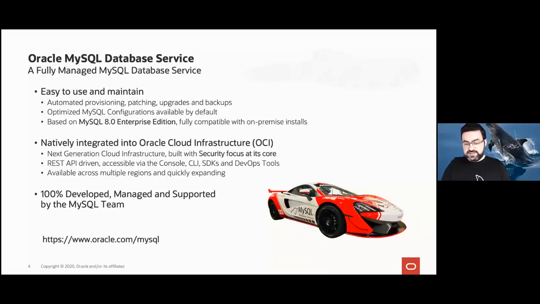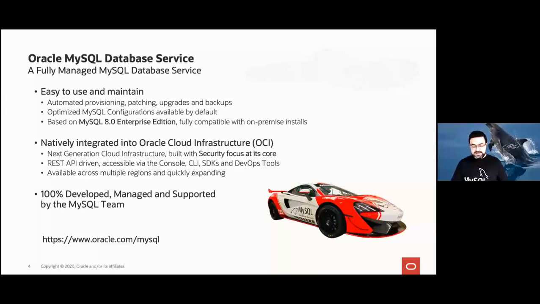OCI is the next generation cloud, the generation 2 Oracle Cloud. It's built with security as its core focus, and MySQL is part of that, as a core service. Being part of OCI means that the service has REST API, CLIs, SDKs, DevOps tools. It's also integrated with the basic core services like networking, events, audit, identity management, and so on. Today the service is already available in multiple regions and quickly expanding. We are also adding more and more features as we go.